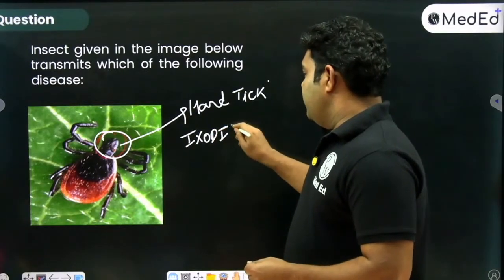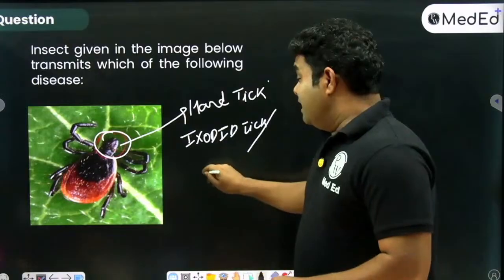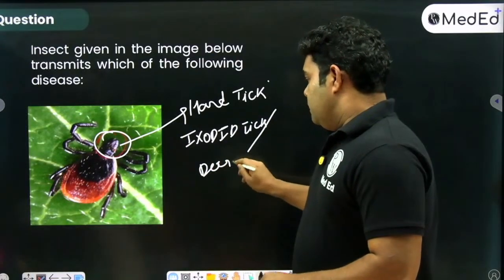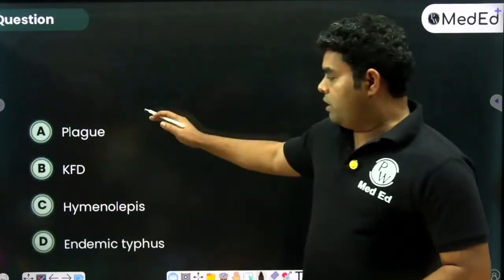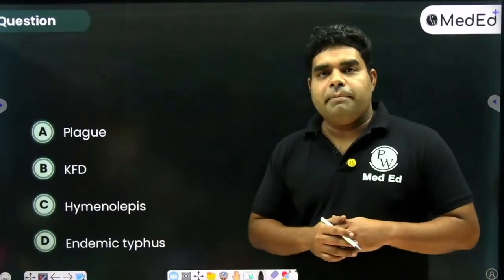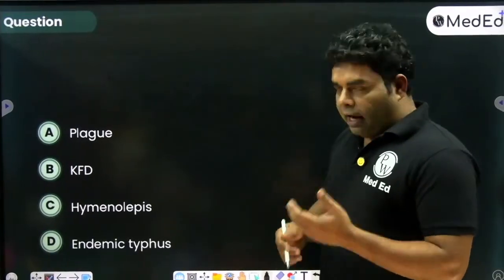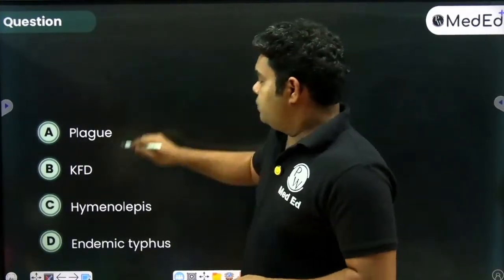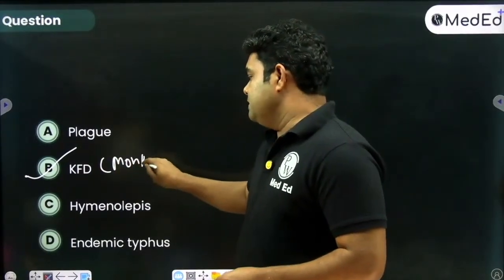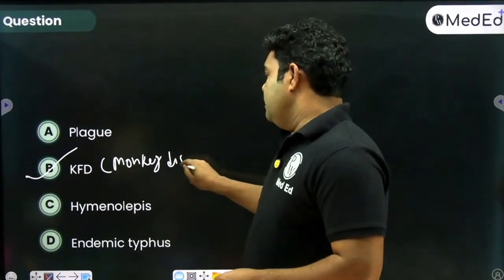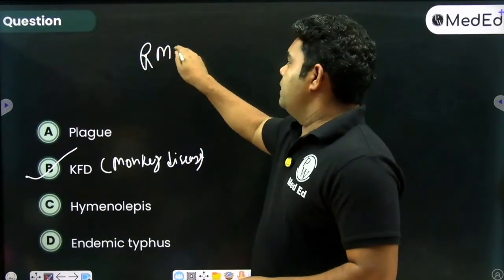And the other name of Ixodid tick is deer tick. So they are asking that out of these four diseases, which is transmitted by hard tick? And hard tick transmits, first of all, Kyasanur Forest disease, which is also known as monkey disease, and then it transmits Rocky Mountain spotted fever.